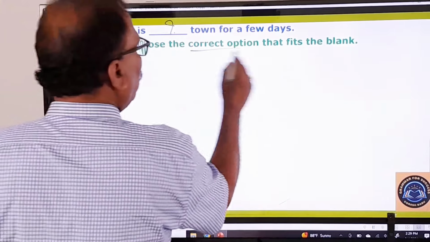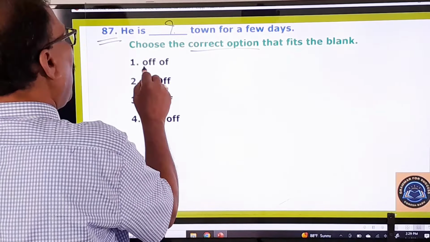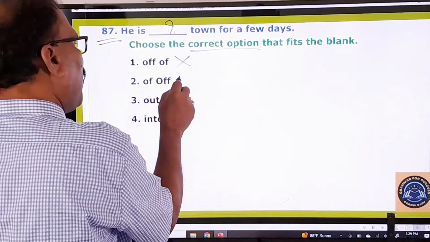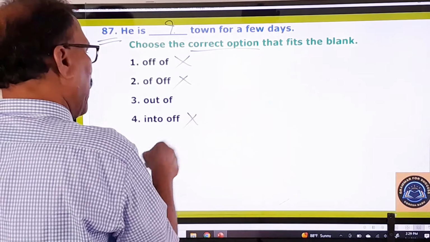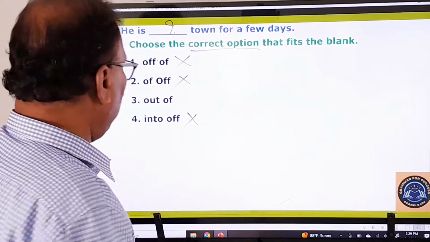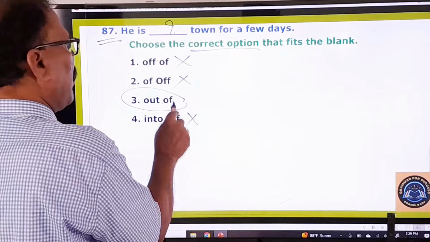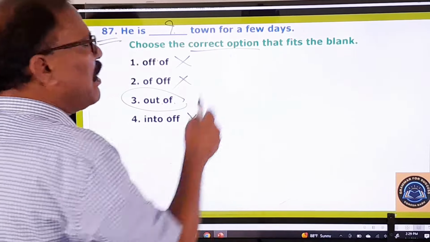Okay, correct option. What are the options given here? Off of. Okay, these are off. It's ungrammatical. Off ungrammatical. Into of ungrammatical. So when these ungrammatical things are eliminated, only one is left. What is that? Out of. This is only the correct one. He is out of town for a few days.